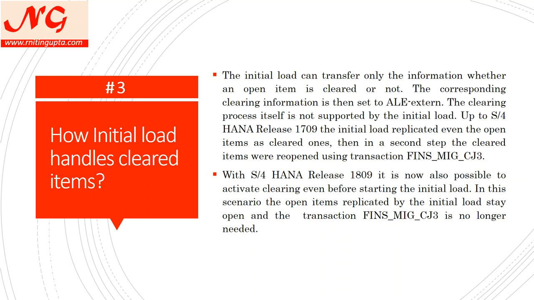In the second step, cleared items were reopened using FINS_MIG_CJ3. So even the open item was cleared, it was coming as a cleared item. Anything open in source was coming in CFIN as cleared. So now you have to open them again, but from 1809 this situation has changed.